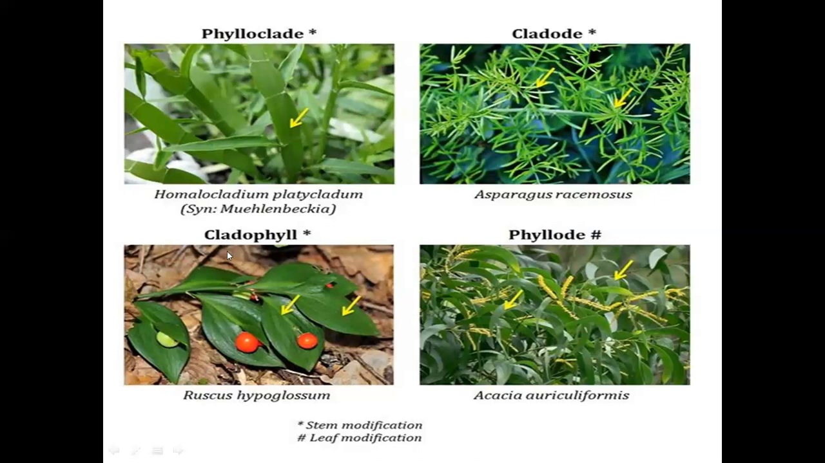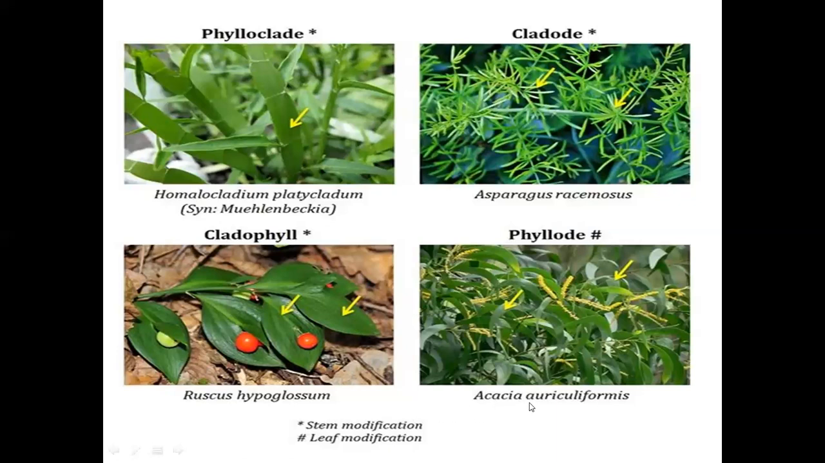Here it is called a cladophyll. The stem is modified into a flat leaf-like structure. So it is not the leaf. It appears like a leaf in Ruscus, but it is not a leaf. Such a leaf-like modified flat green structure is called a cladophyll. Here we see the flowers directly produced on the surface of the stem. So it is the evidence that it is not a leaf, it is a stem. The best example is Ruscus hypoglossum.